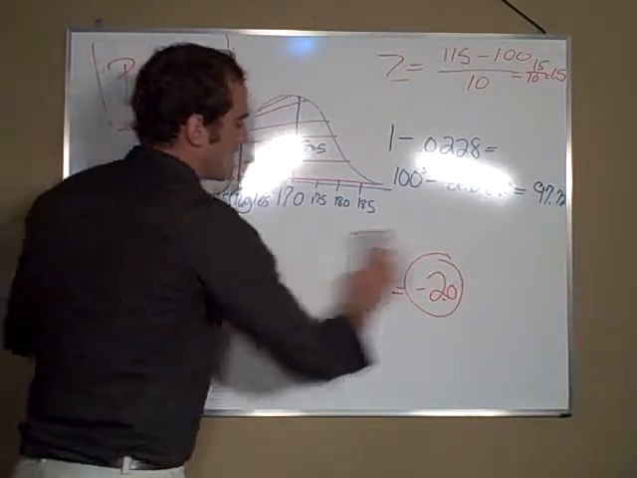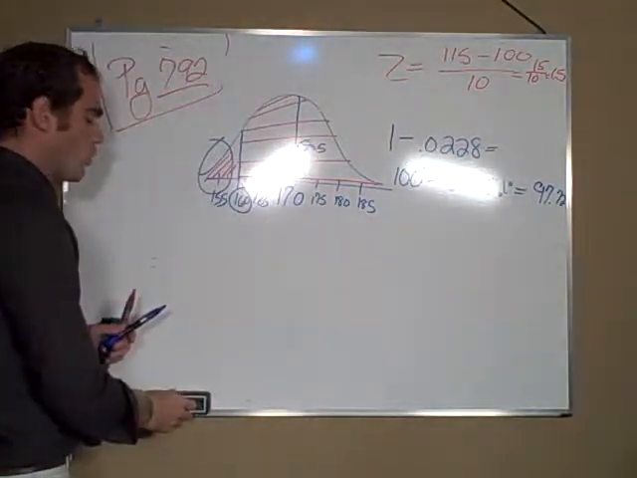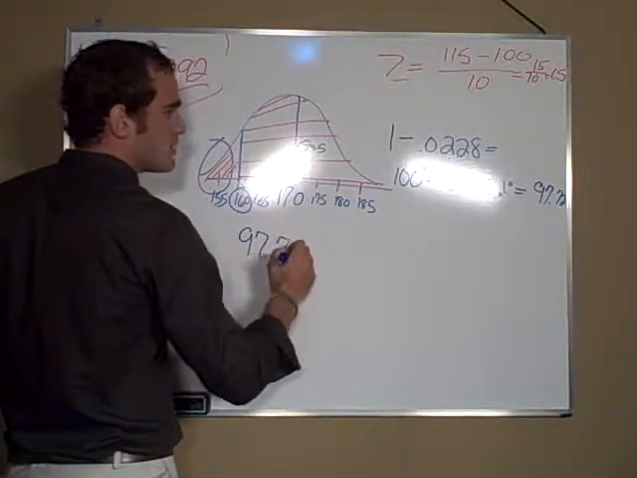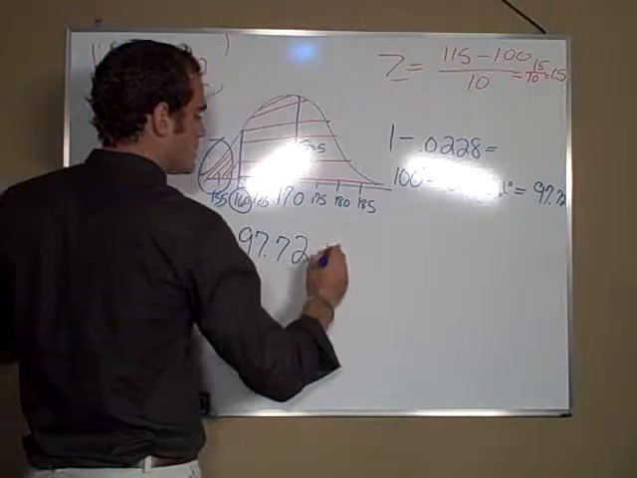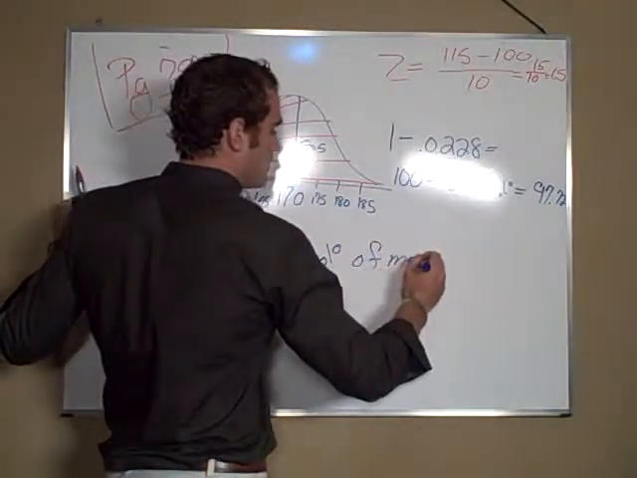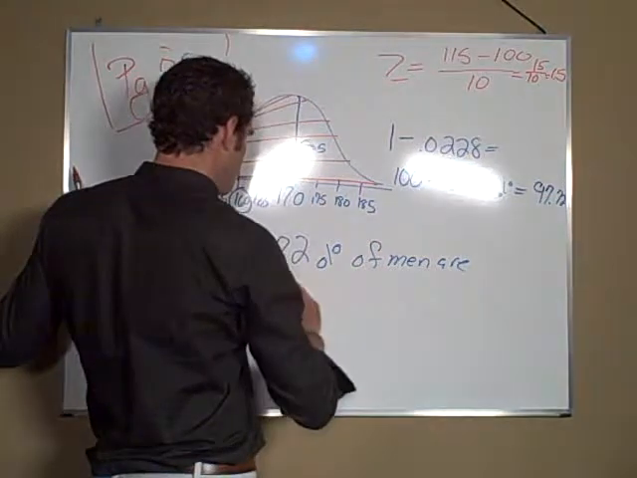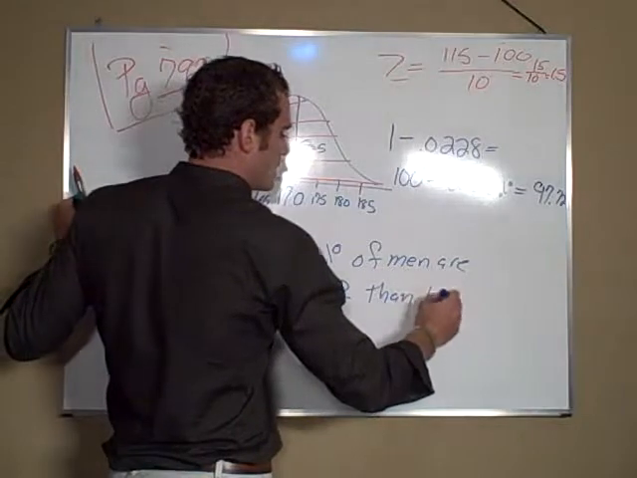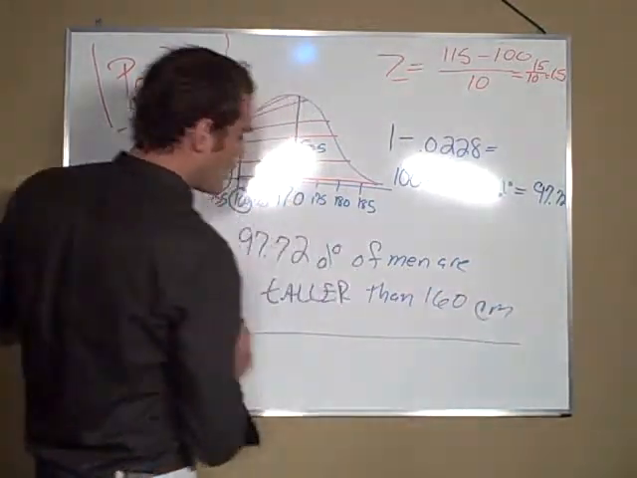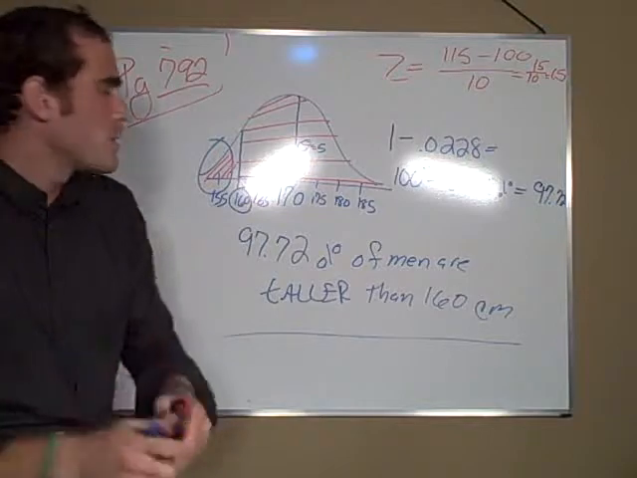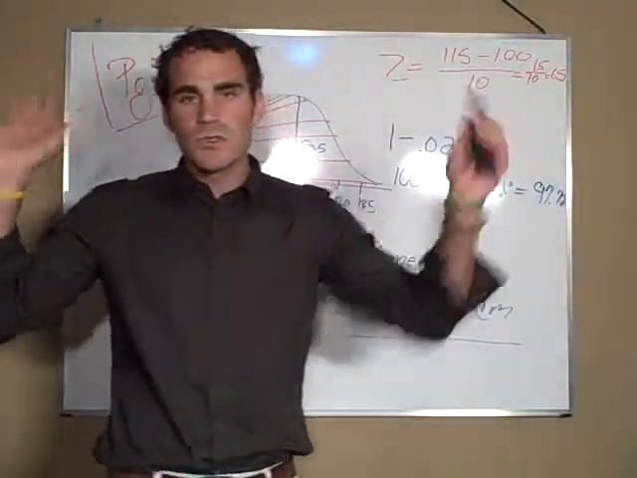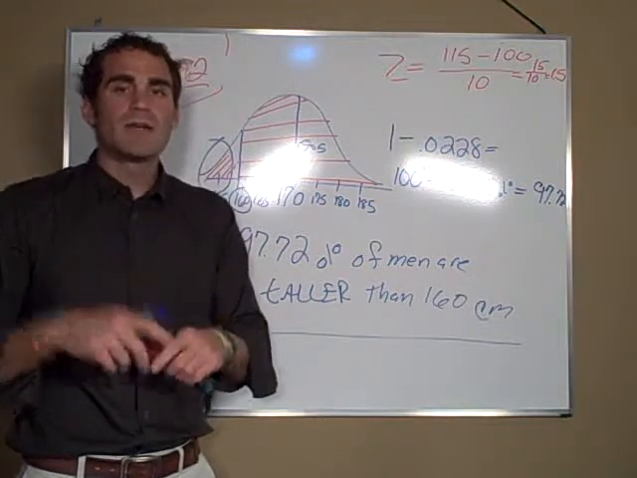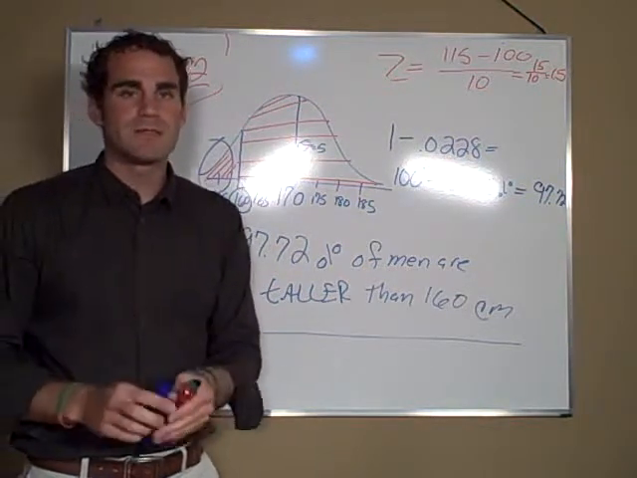I would like to see you write an answer on a test or on a homework and write it out. 97.72% of men are taller than 160 centimeters. Why is it important to write it out? Because if you don't, this 97.72 is just some abstract number. Okay? And when you write it out, it gives you a chance to think if it makes sense.